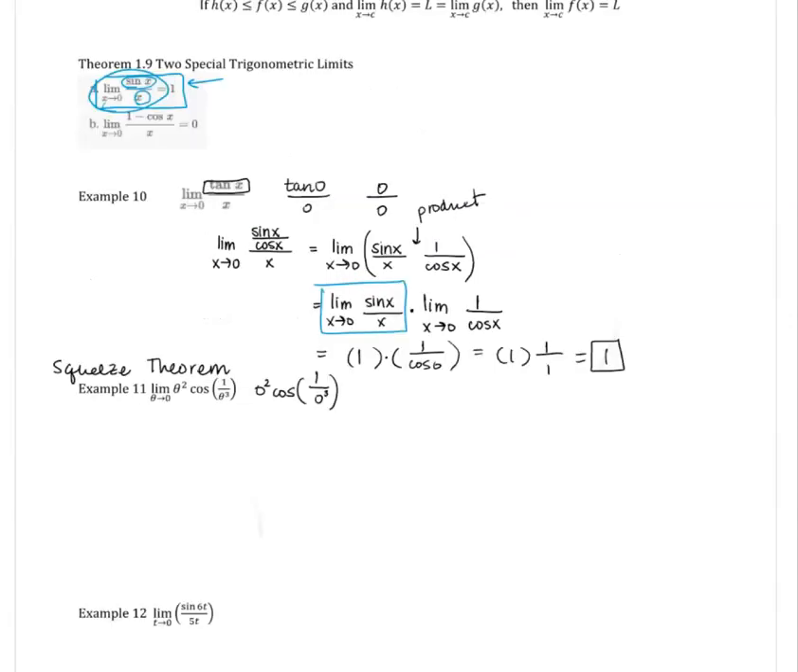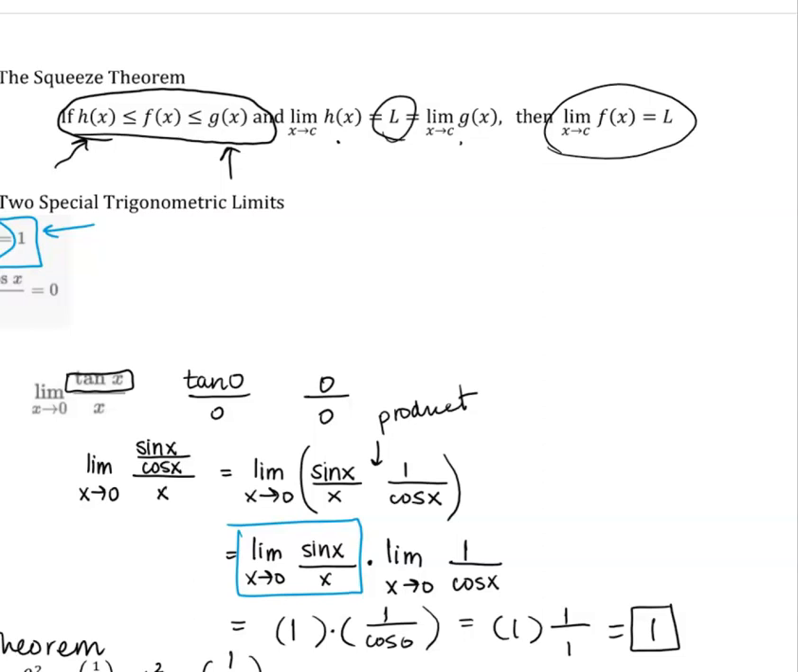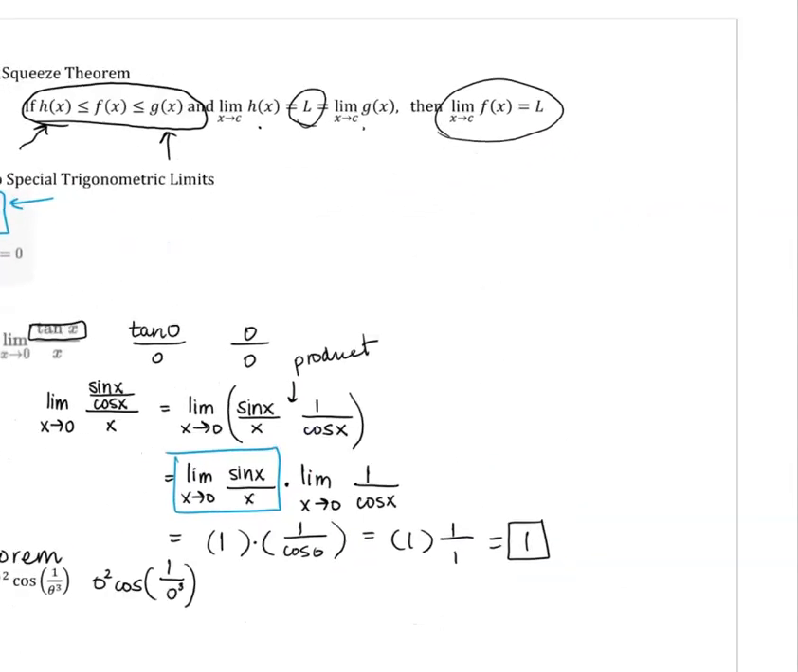The squeeze theorem tells us that if we can bound the function with a smaller function and a larger function, and we know that the smaller and the larger function have the same limit, then we can say that the function in the middle has the same limit. Here is just a rough illustration graphically for the squeeze theorem.